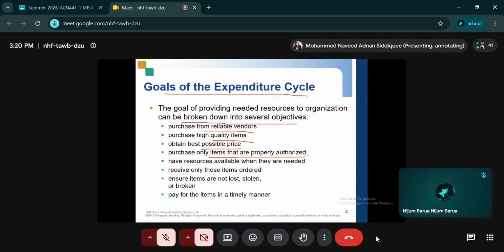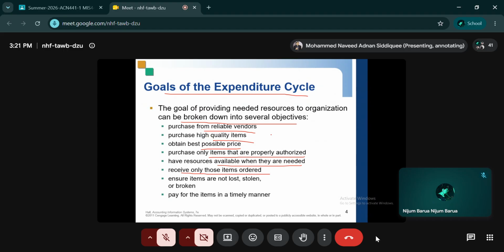Very important to stop fraud, right? You need to have resources available when they're needed. For example, resources do not mean only inventory or raw materials. You can talk about labor, overheads, utilities. Broadly speaking, you need all the resources which you need to make your business model work. Receive only those items which are ordered. Fraud is often done by receiving excess. So fraud is being done by ordering extra and by receiving extra. This type of fraud needs to be checked and stopped.